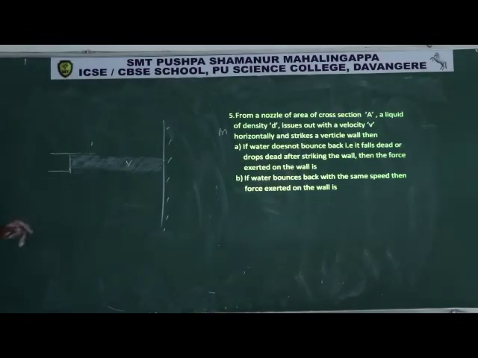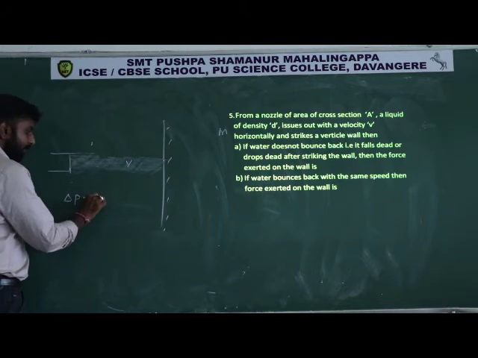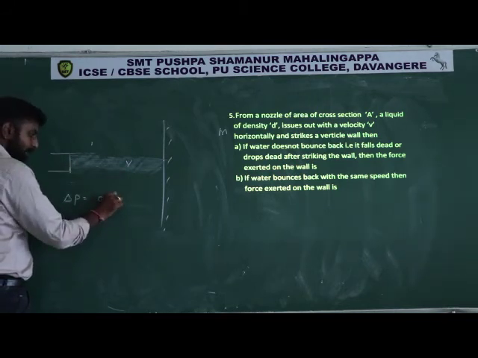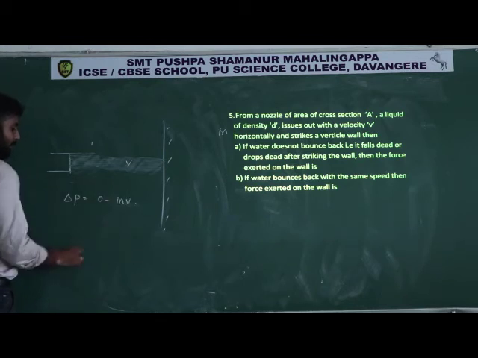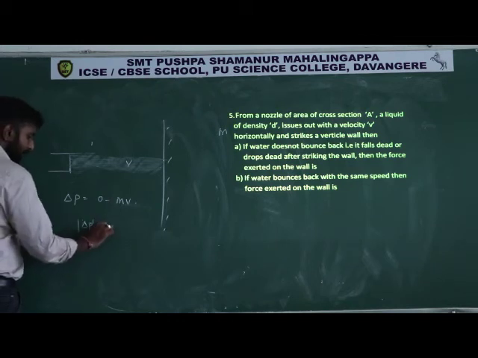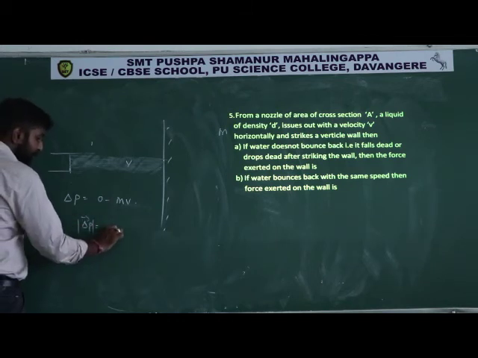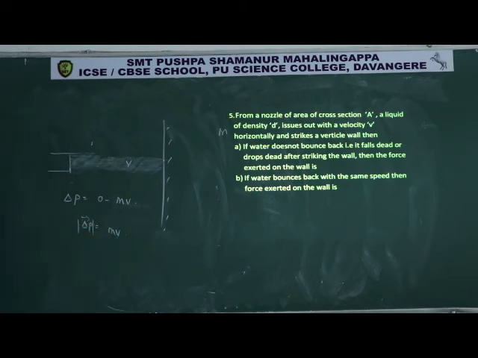So first I will calculate the change in momentum delta P. Change in momentum delta P means final momentum minus initial momentum. Final momentum is 0. Initial momentum is m into v. You will get minus mv. If we want only the magnitude, delta P becomes mv. This is the change in momentum.